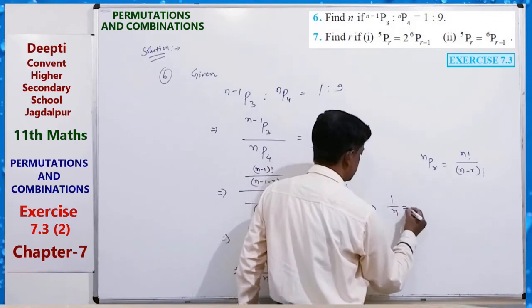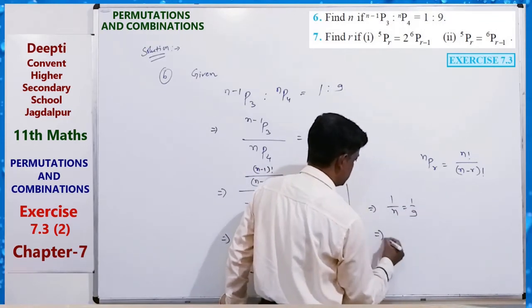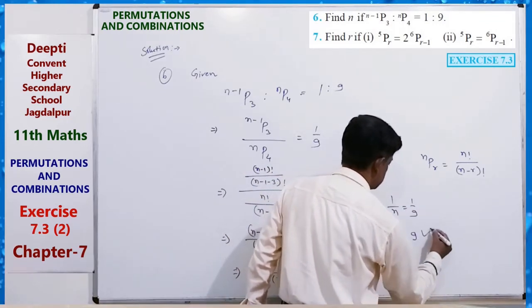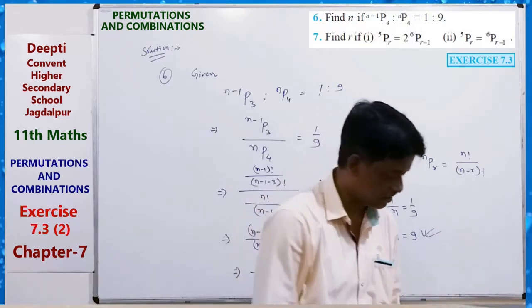1 by n equals 1 by 9. So here n equals 9. This is the value of n. Okay, question 6.